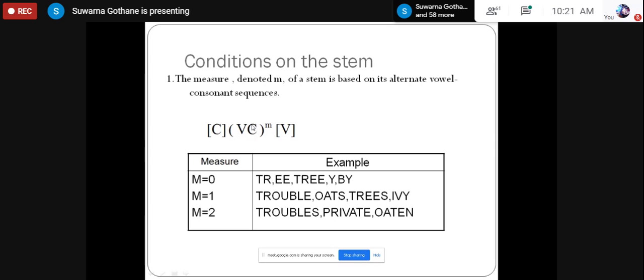So this table is specifying VC. VC means a combination of vowel and consonant, how many times it has appeared in a particular word, right? Have you understood this?